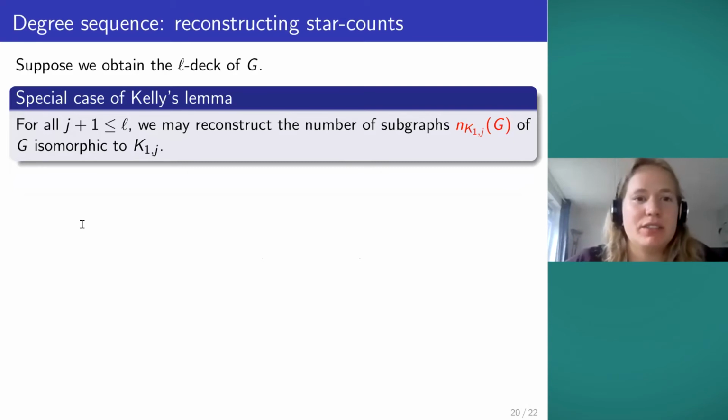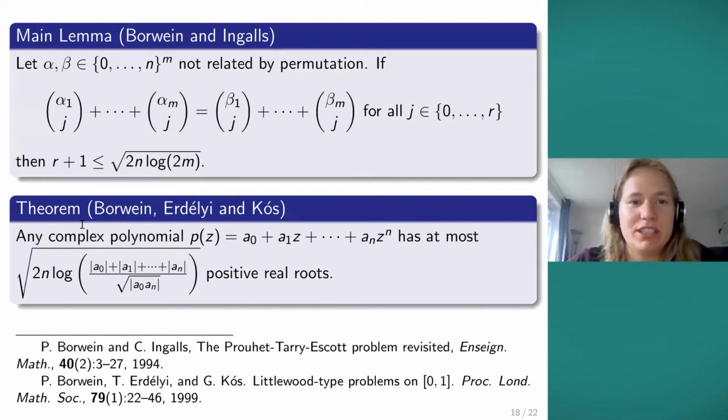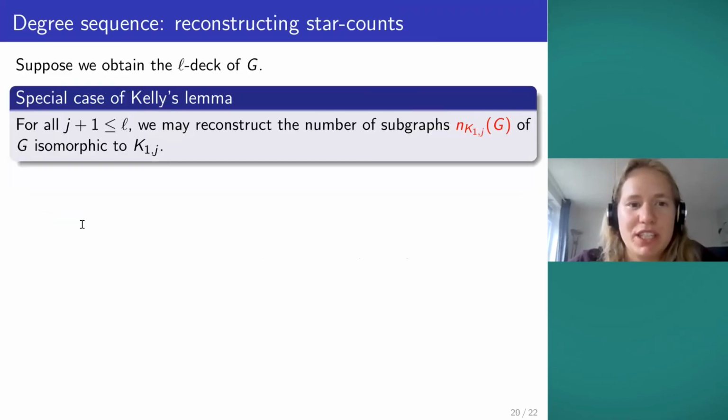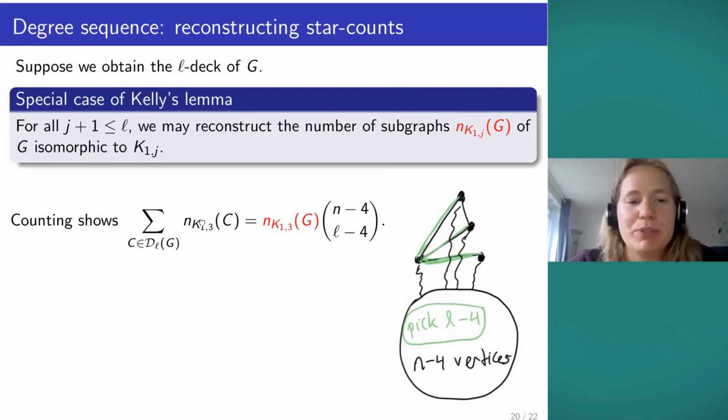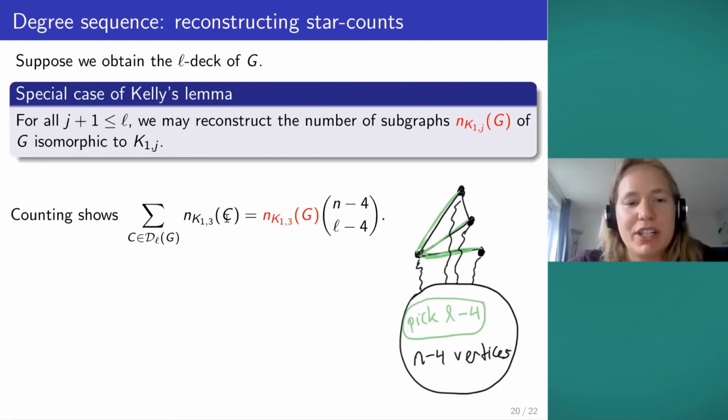Okay, so what we in the end want to get to is this lemma about binomial coefficients. And it turns out useful for that to reconstruct the number of subgraphs isomorphic to the star. So this is a special case of Kelly's lemma. So it's something that we saw before. So what we do is we just count the number of copies of the star that appear on the cards, and we sum them up over the deck.